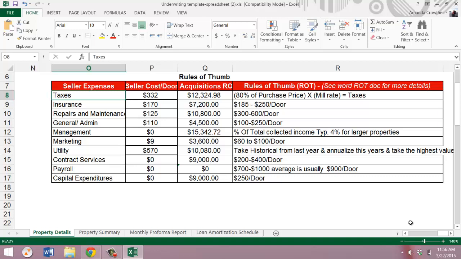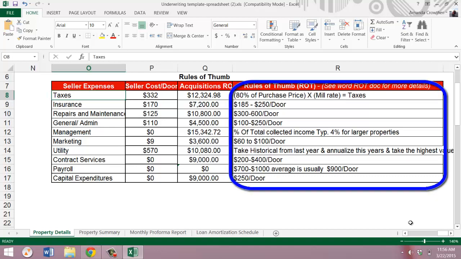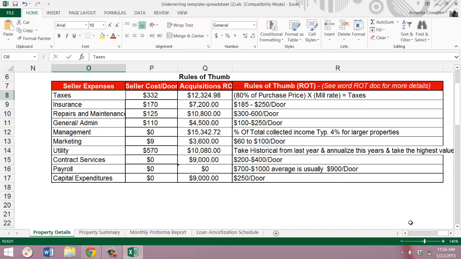For the remaining categories in our expenses column, you'll notice to the far right there is a range of costs for each category. I'm going to go through each one of these categories now and explain the rationale for each of the costs. Insurance. We've found this ranges between $185 to $250 per unit. This number is based on the location and condition of the property and of course the class of property.